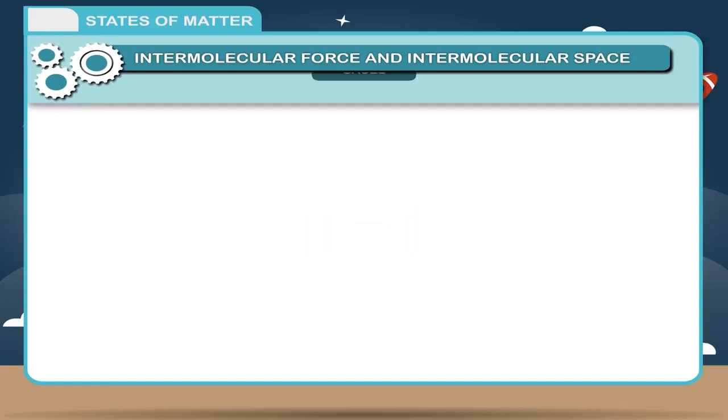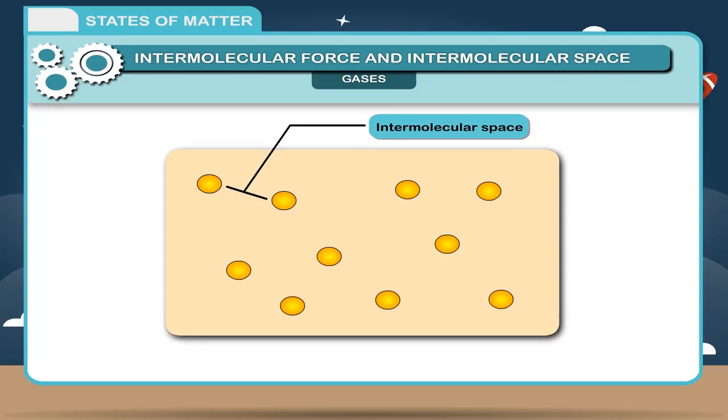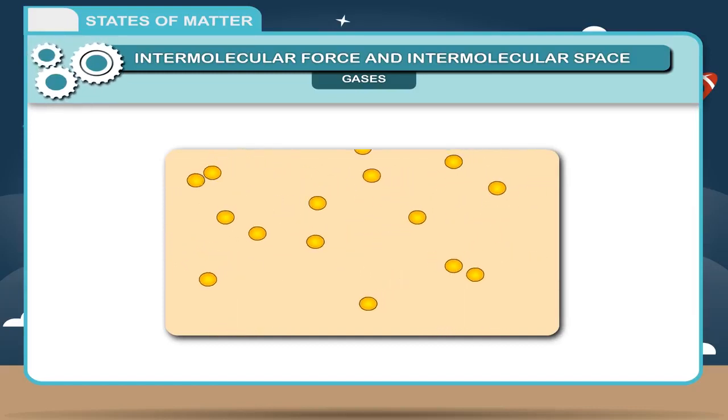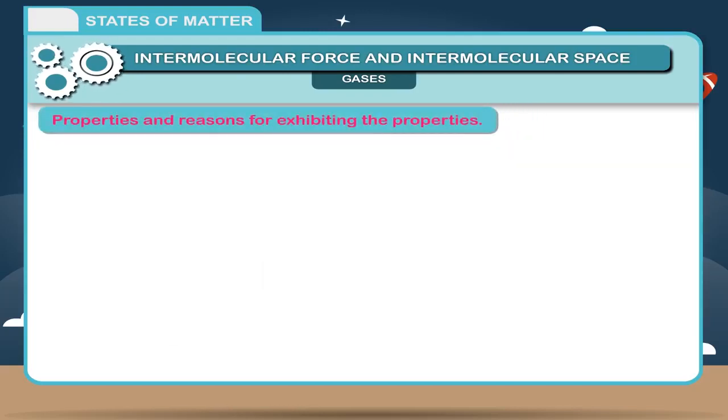Gases. In this state of matter, molecules are far apart from each other. There is maximum intermolecular space and minimum intermolecular force of attraction. Molecules possess high energy and move freely in all directions. Properties and reasons for exhibiting the properties.